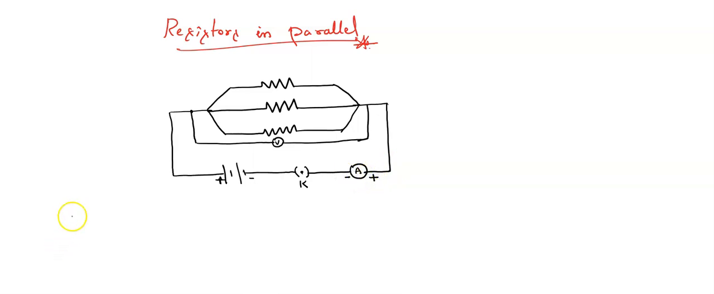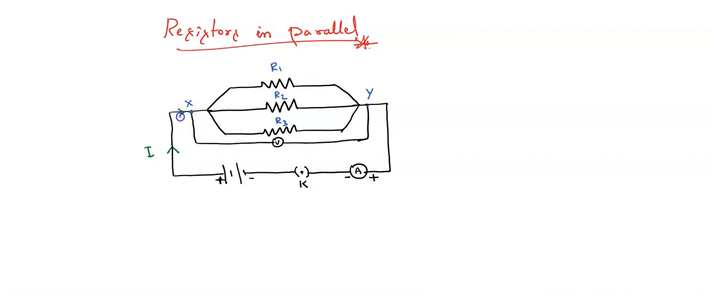and this is negative. Now let me draw the direction of current. Before that, let me name them: this is R1, this is R2 and this is R3. And let me call this junction X and this junction Y. Now let me show the direction of current. Now the current is moving in this direction.